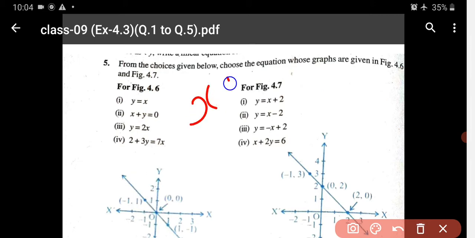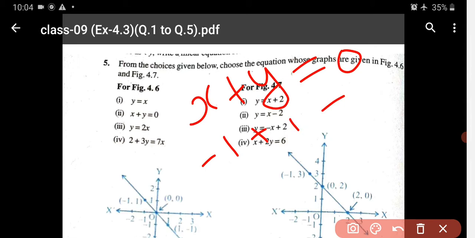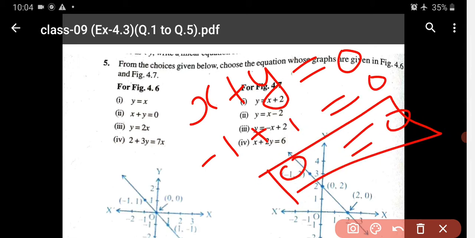Come on the second one. x plus y is equal to 0. You have to take the equation. Now the first point is minus 1 comma 1. In place of x put minus 1, in place of y you have to put plus 1. That is 0, 0 is equal to 0. That is right. So the first point satisfies the second equation.